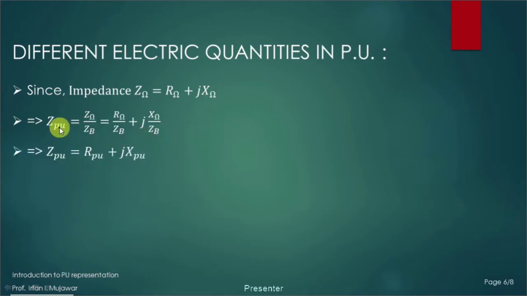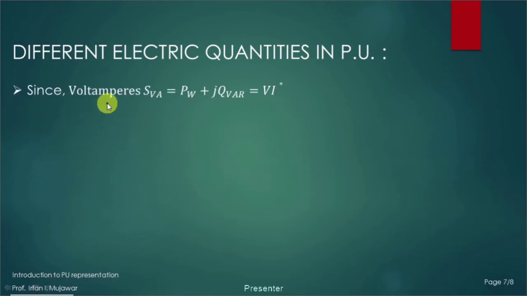X ohm upon Z base is nothing but X per unit. We can express Z per unit as R per unit plus jX per unit, where R per unit is equal to R ohm upon Z base, and X per unit is equal to X ohm divided by Z base. Okay, so R per unit is not R ohm upon R base. Remember this, R per unit is R ohm divided by Z base. X per unit is X ohm divided by Z base. Similarly, we can express active power and reactive power in per unit.